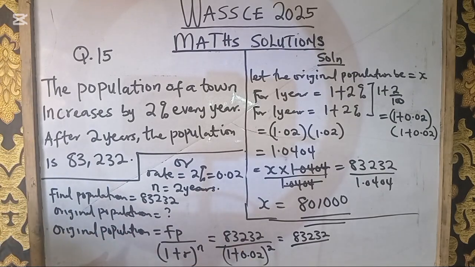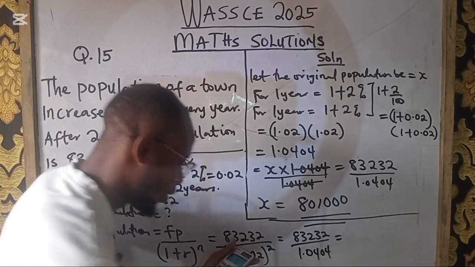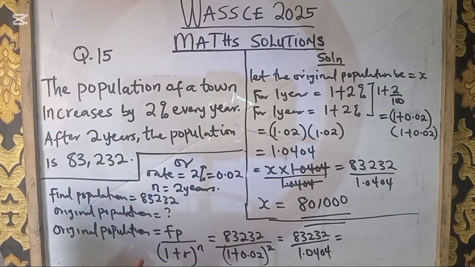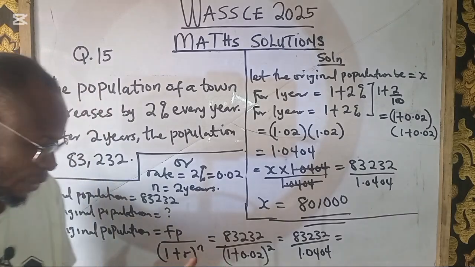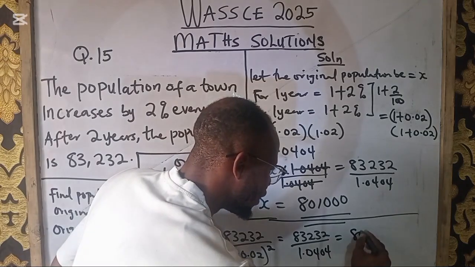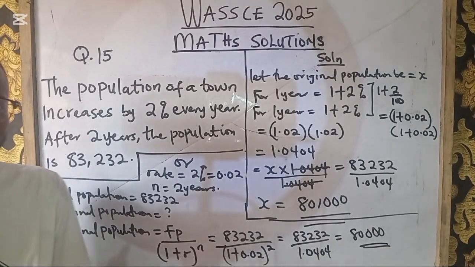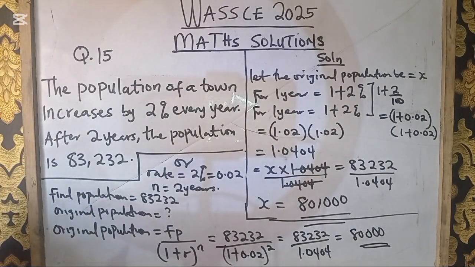Let me just punch this one directly in calculator. 1 plus 0.02 all raised to power of 2. So I have 1.0404. So if you divide this also in calculator, 83,232 divided by 1.0404, I still have the same thing, 80,000.